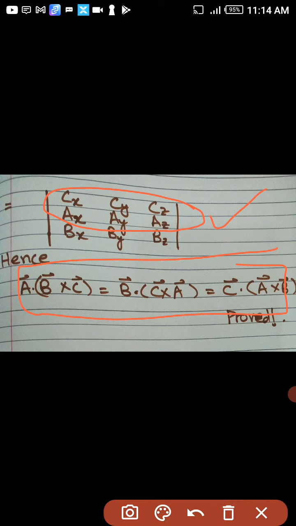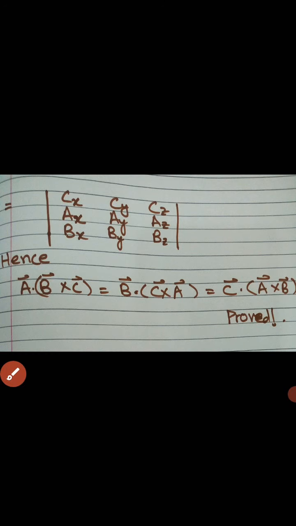How can I write C dot A cross B and B dot C cross A? It just depends on the components: C is at the first, then I will write C. A is at the second, then I will write dot of A multiplied with B, B is at the third. So C will be the dot product of A cross B. Hence this is called the scalar triple product of the three vectors, and we have just proved A dot B cross C.